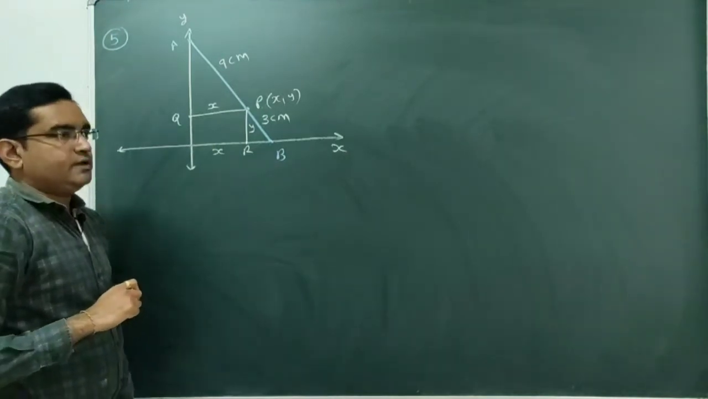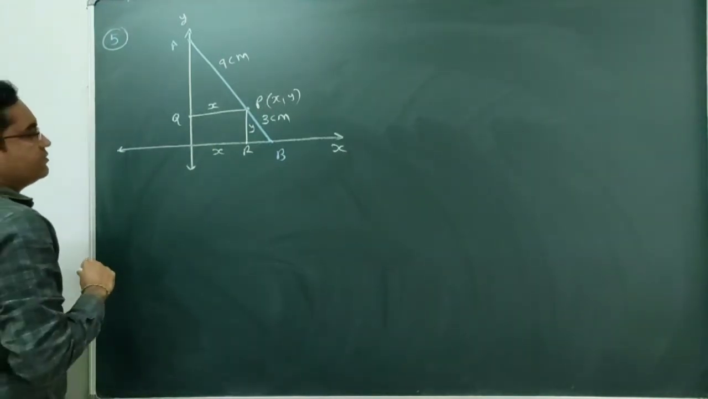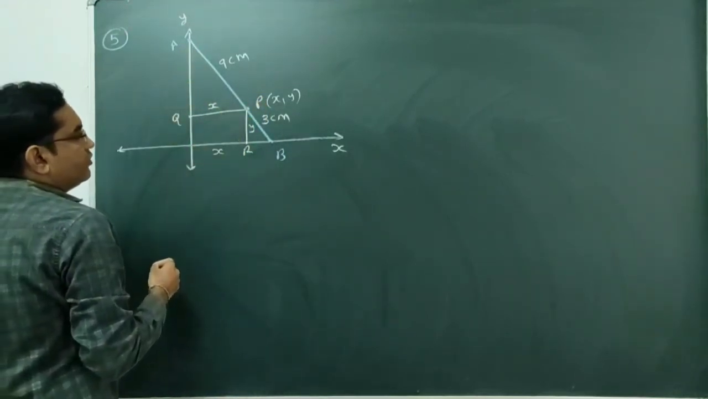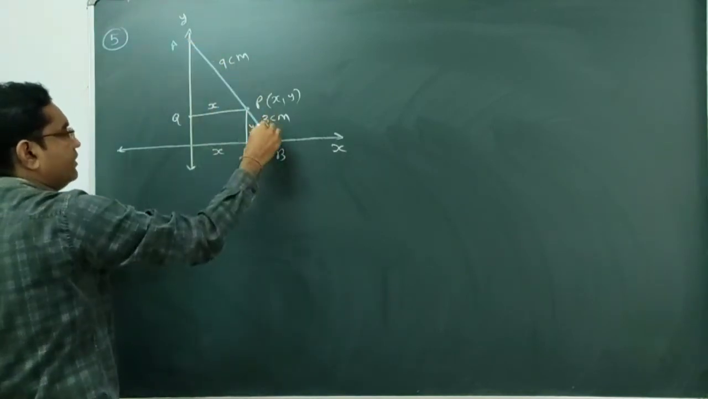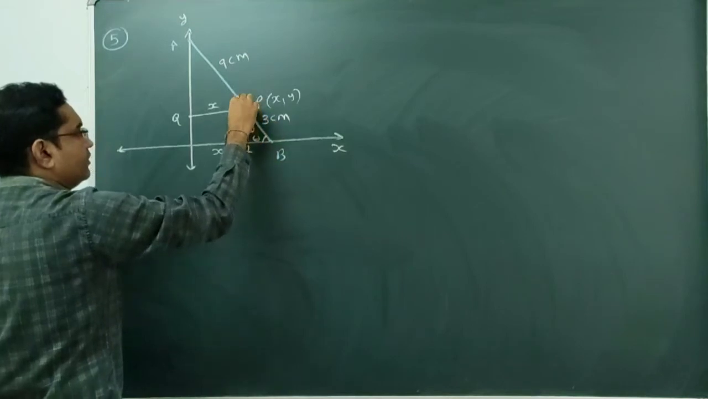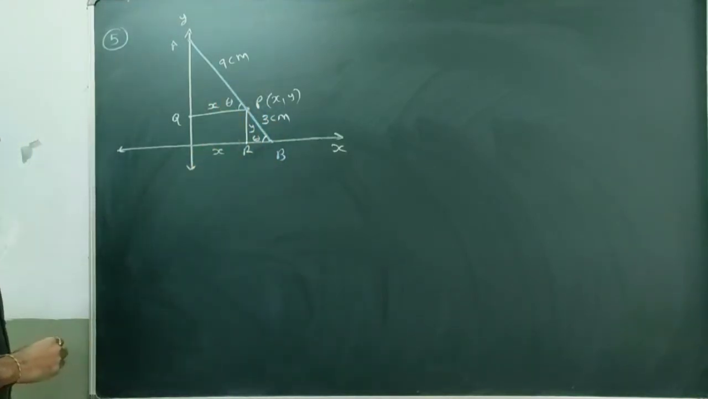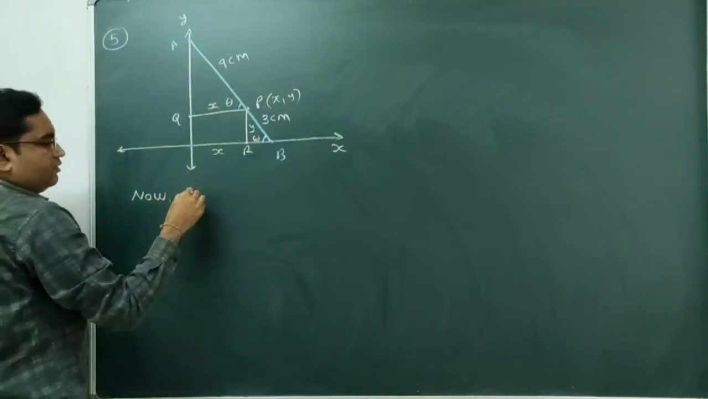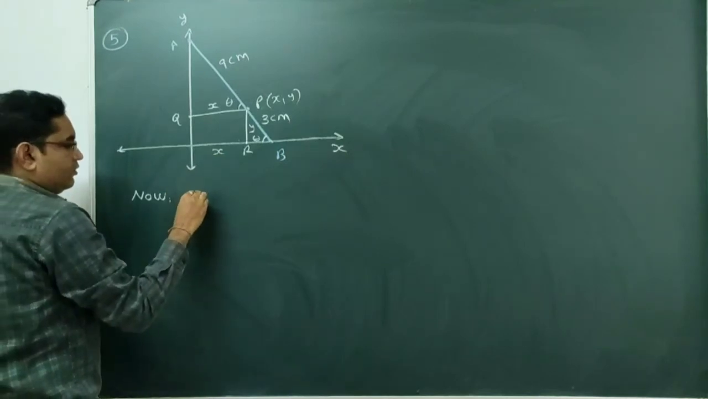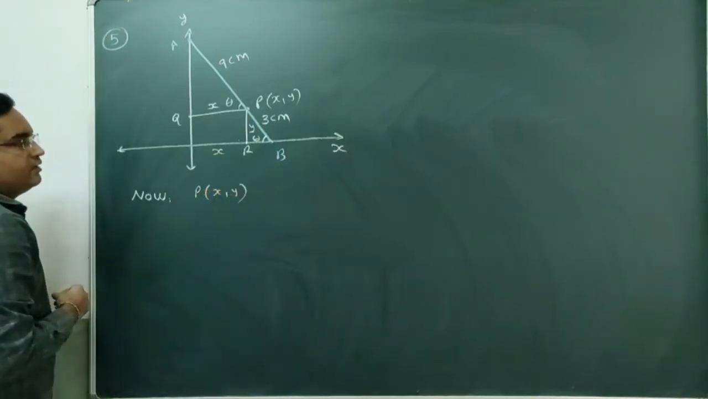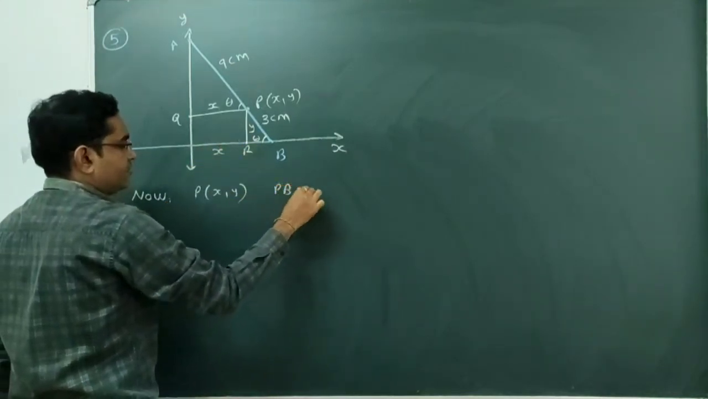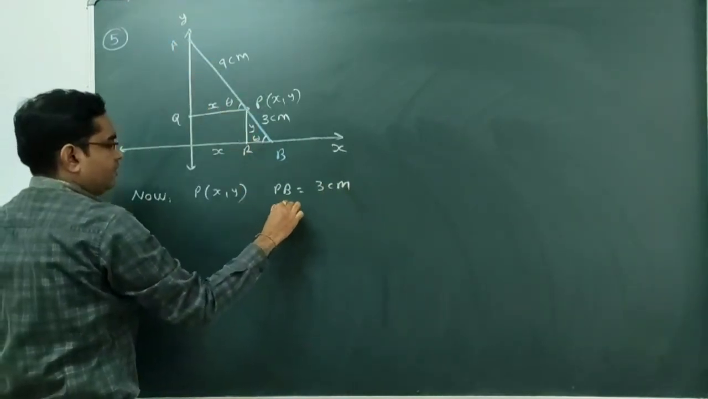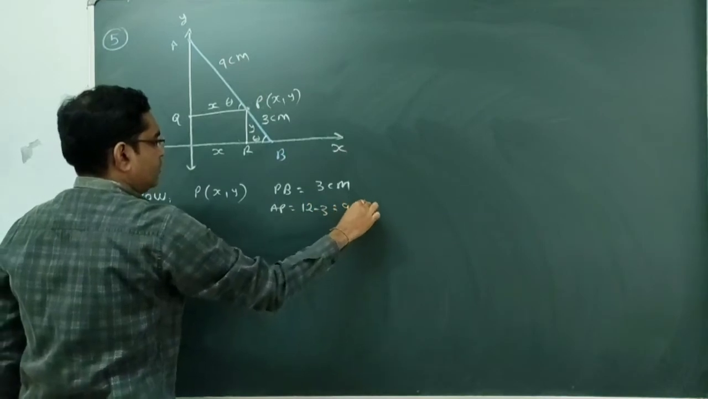Now we have to consider the triangles. Which two triangles? Triangle PRB and triangle AQP. Also we are assuming this line AB is making an angle of theta here, so an angle theta is created here. So here this theta will be equal. Now let's say the coordinates of this point P are x comma y. Distance of PB is 3 centimeter, and from this 3 centimeter we get the length of AP, which is 12 minus 3, that is equal to 9 centimeter.